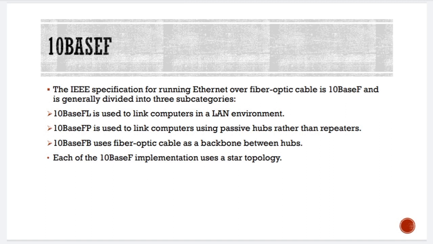10BaseF. The IEEE specification for running Ethernet over fiber optic cable is 10BaseF and is generally divided into three subcategories. 10BaseFL is used to link computers in a LAN environment. 10BaseFP is used to link computers using passive hubs rather than repeaters, and 10BaseFB uses fiber optic cable as a backbone between hubs. Each of these 10BaseF implementations uses a star topology.